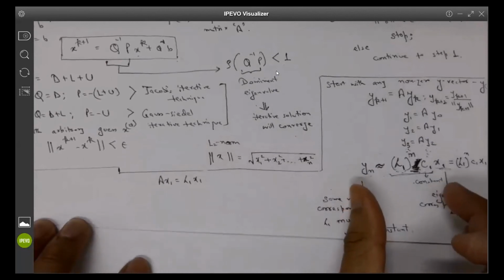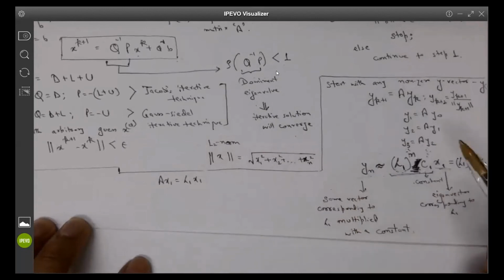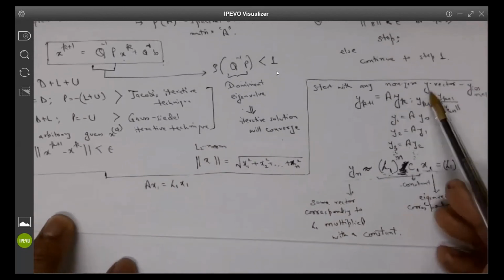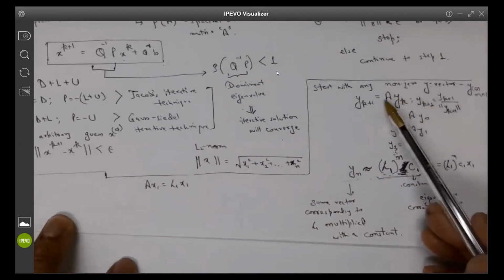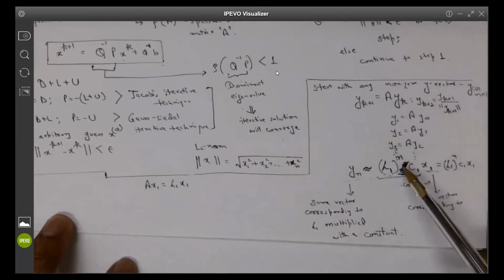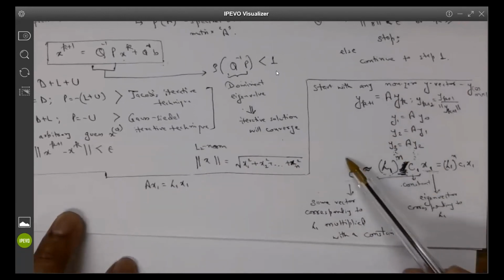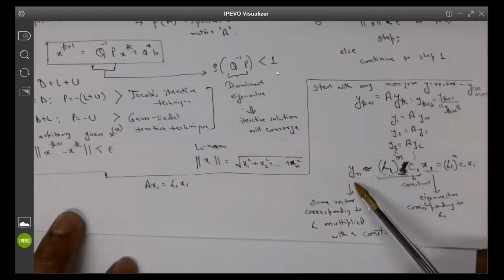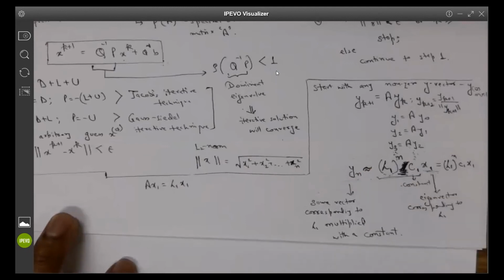Are you following what I'm trying to say here? If you start with any non-zero y vector and keep on multiplying with matrix A, times A, times A, times A, you eventually end up with a vector that will be the same as the dominant eigenvector.